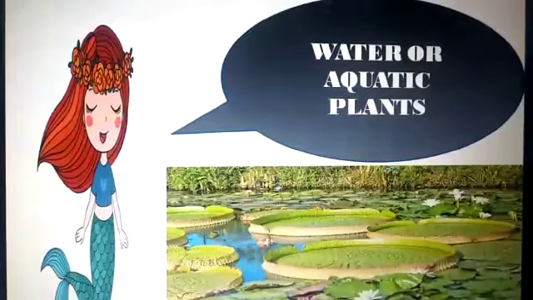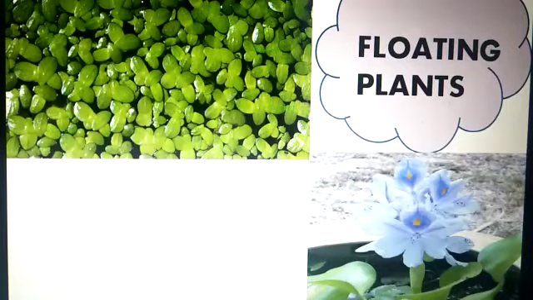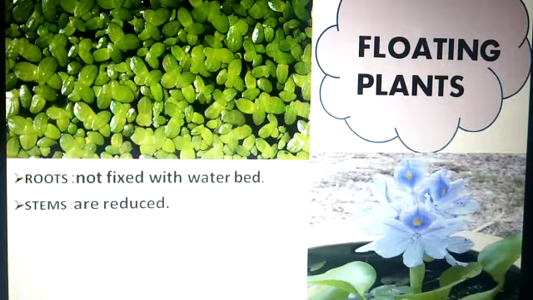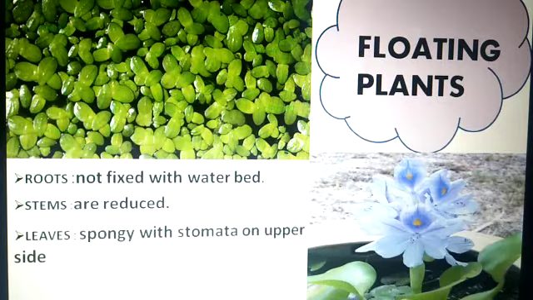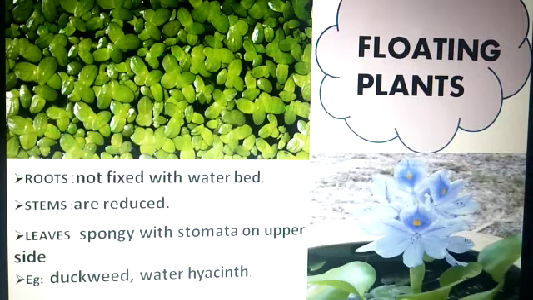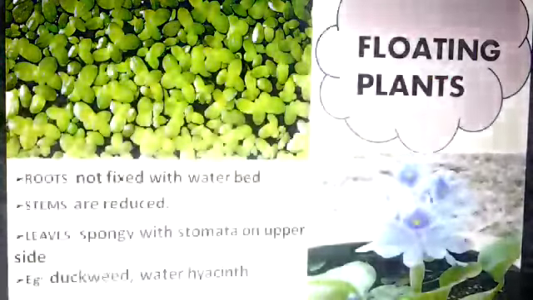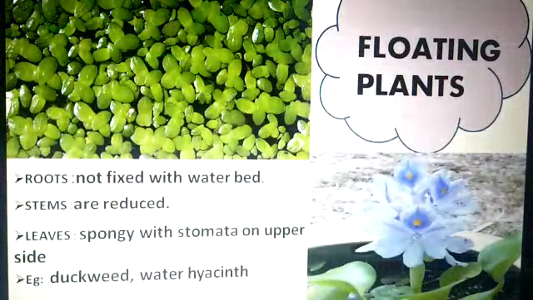Let us study about water or aquatic plants. Floating plants. These have roots not fixed with the waterbed and have reduced stems. Leaves are very spongy and stomata are on the upper side so that they can get sunlight for photosynthesis. Duckweed and water hyacinth are examples of floating plants.